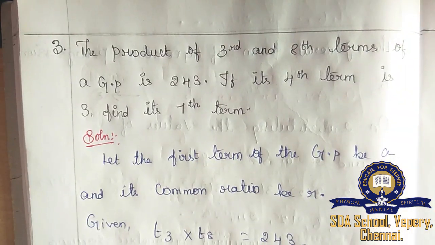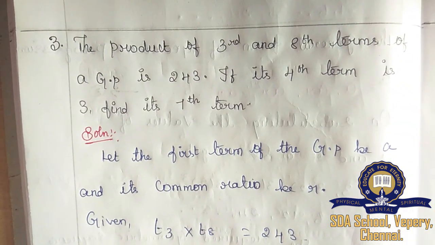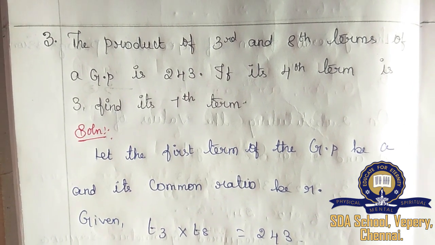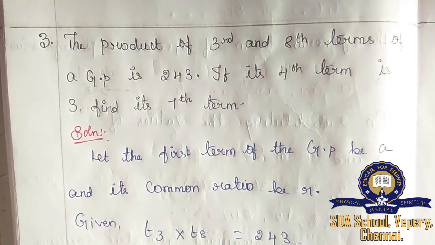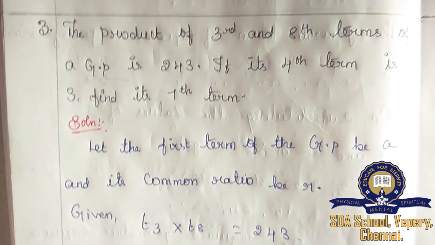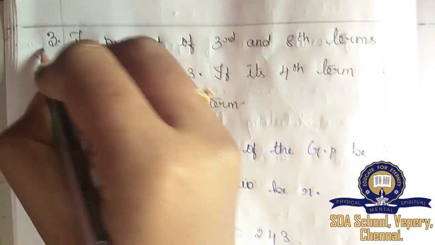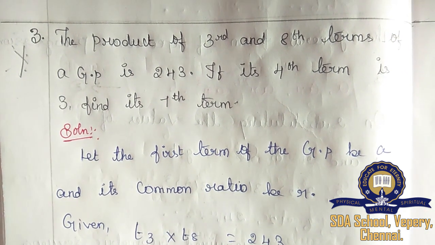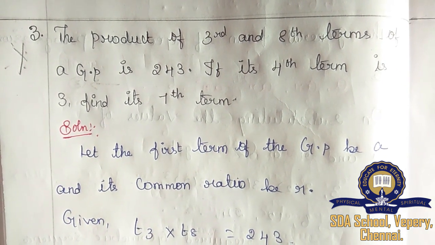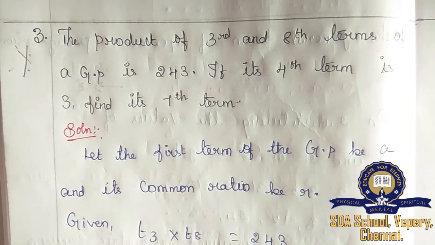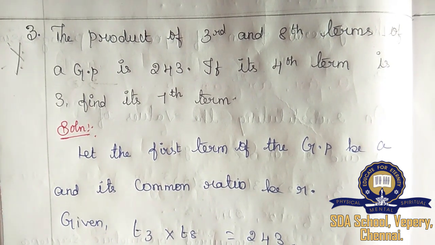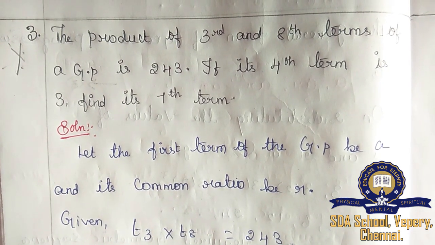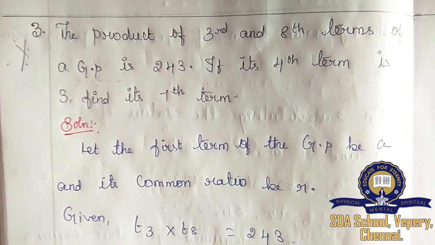Now we have completed 2 problems, right? So I hope you people understand. Very easy problem. Let's move on to the third problem. Very important problem too. Okay, you can expect this type of problems in your exams. So what is the question? The product of the third and eighth term of a GP is 243. If its fourth term is 3, find its seventh term.